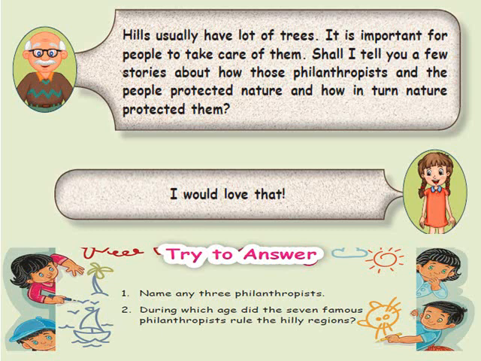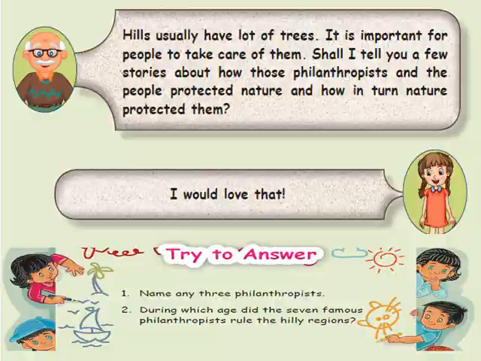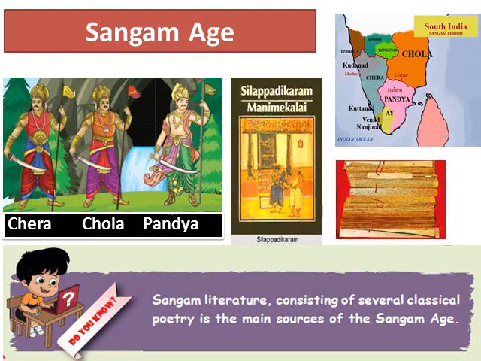Children, now it is a testing time for you. You have to try to give the answer. First question, name any three philanthropists. During which age did the 7 famous philanthropists rule the hilly regions? Try to answer these.